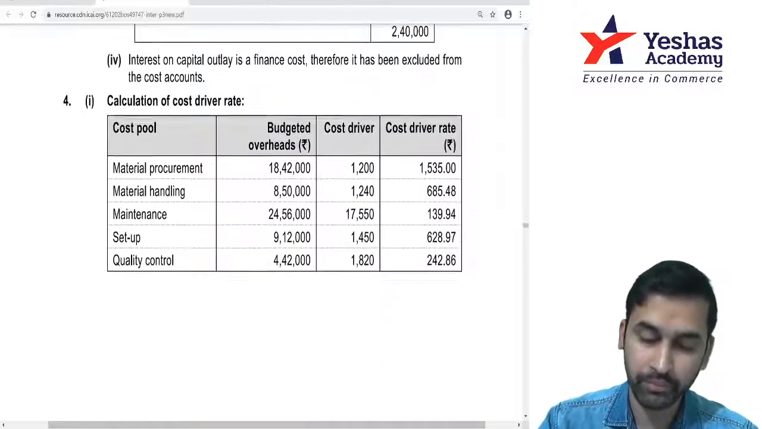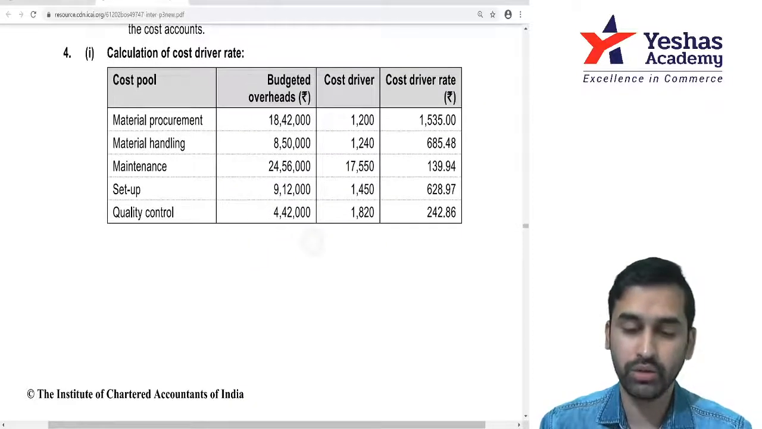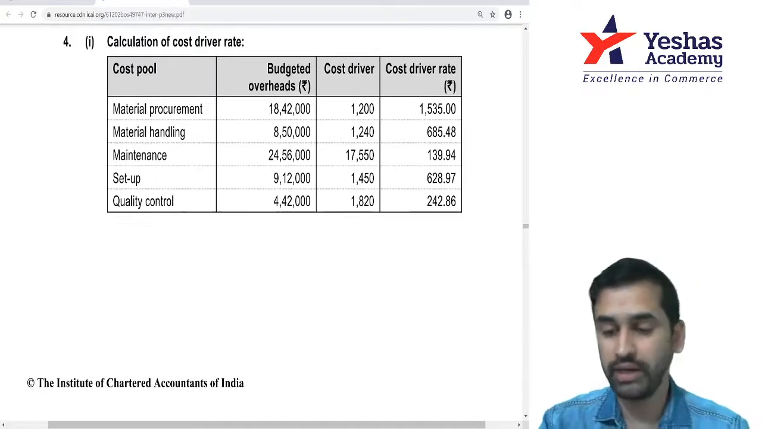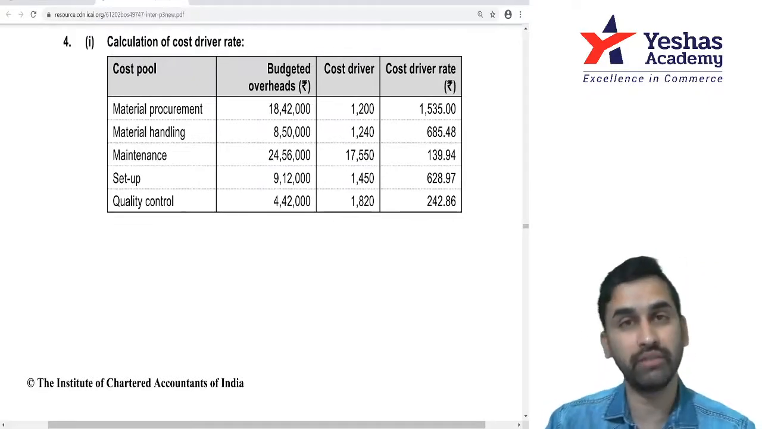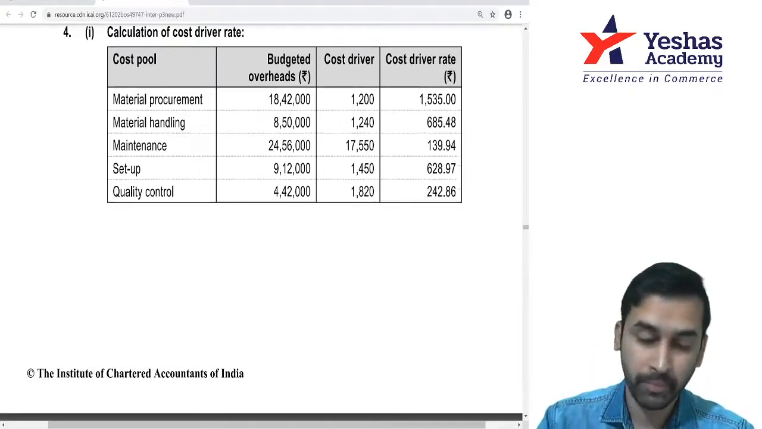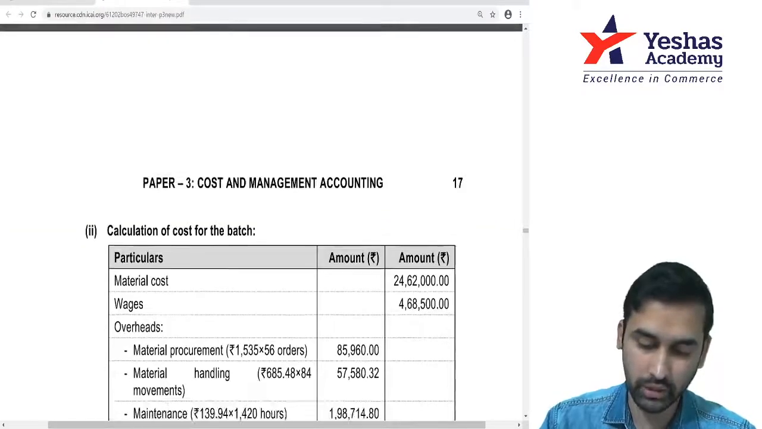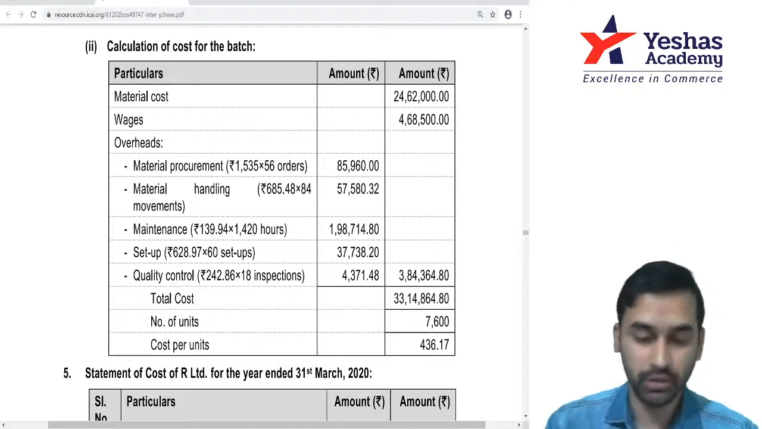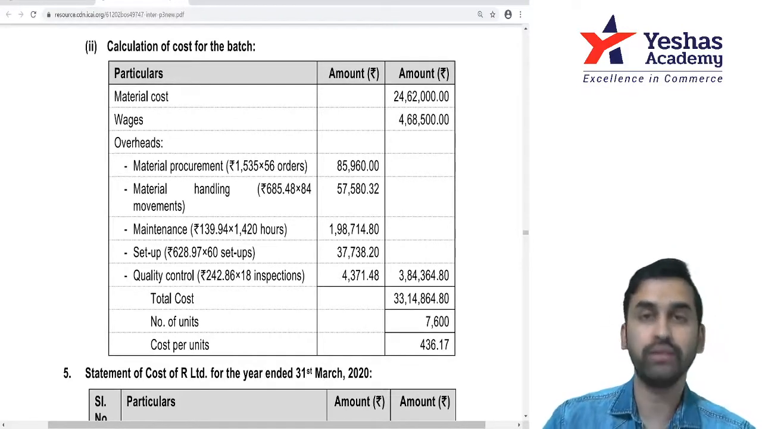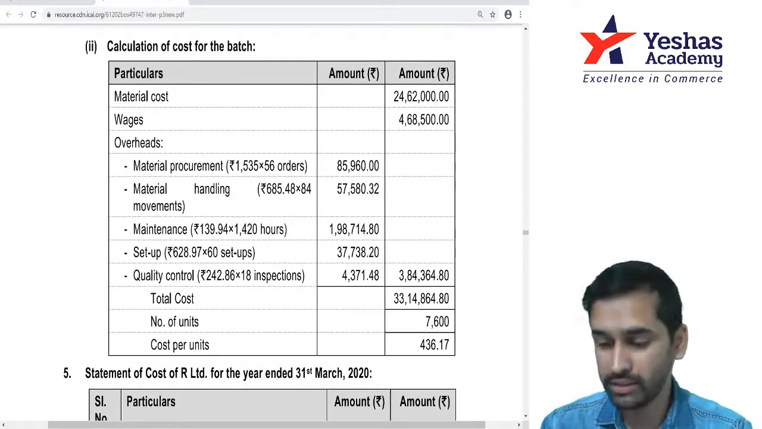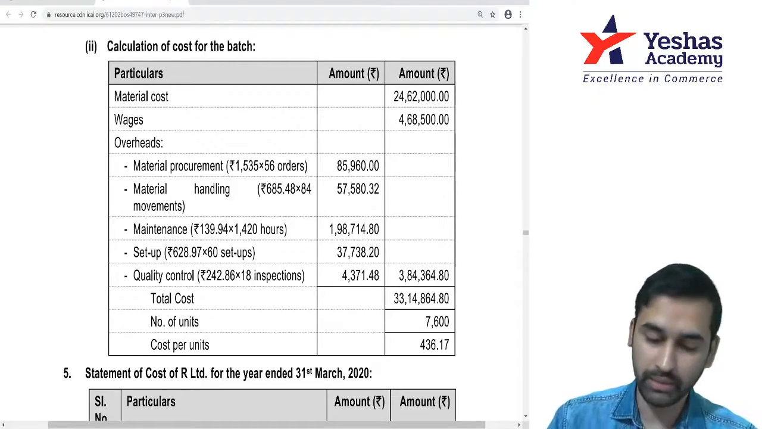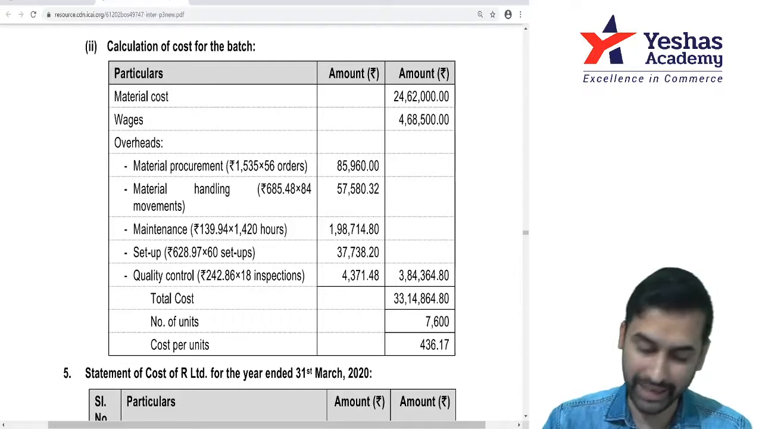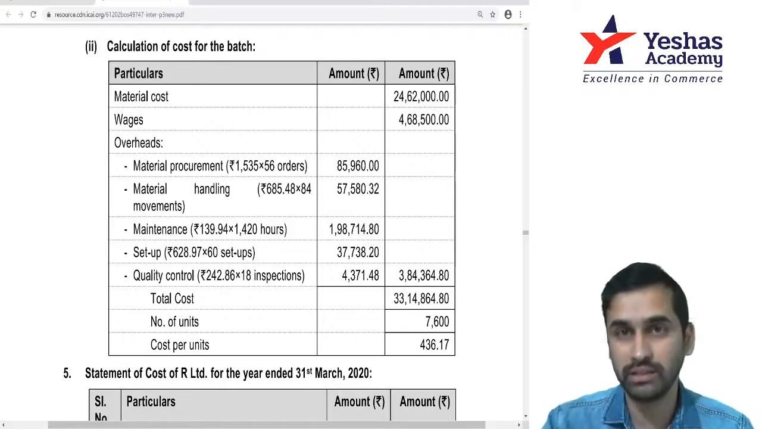Right here. First they said we will work out cost driver rates. I told you overhead divided by cost drivers, you get the cost driver rate. That is done. And then they said we will work out the total cost. See this: material given, labor given, overheads 1, 2, 3, 4, 5 different overheads, and then subtotal, total cost, divide by number of units, cost per unit 436.17. There cannot be an easier question than this in ABC.